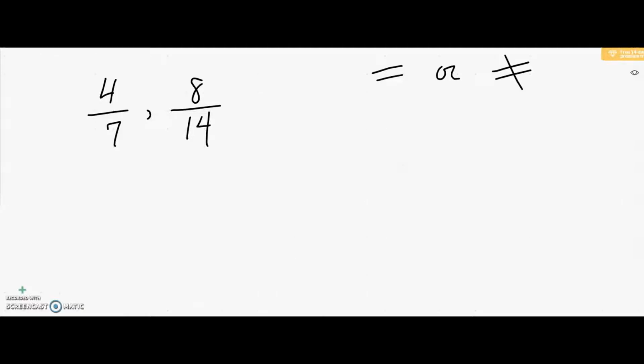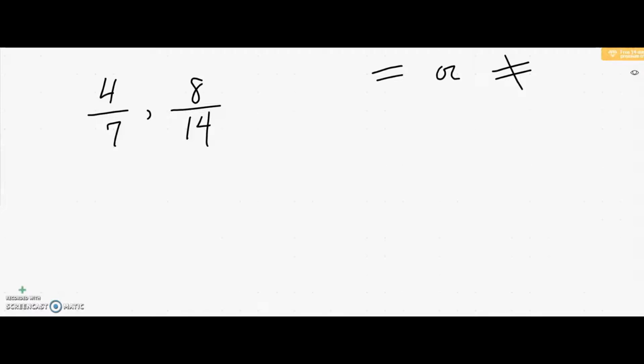We're going to be looking at ratios. We're going to be doing two things. We're going to find out if two ratios are equal or not equal, and then the second half of the video is we are going to find the missing part, the missing value of these two ratios. The ratios are going to look like fractions.